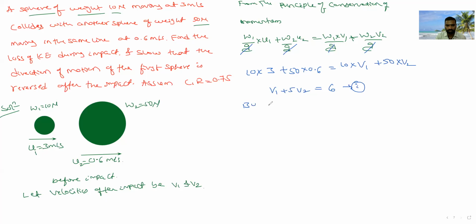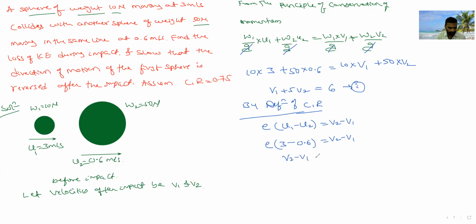Then again one more equation. What is that one? By definition of CR. Correct? What is CR? E into (U1 minus U2) is equal to V2 minus V1. Correct? So E into what is U1? 3 minus what is U2? 0.6 is equal to V2 minus V1. Okay, so bring this to this side. How much will you get?